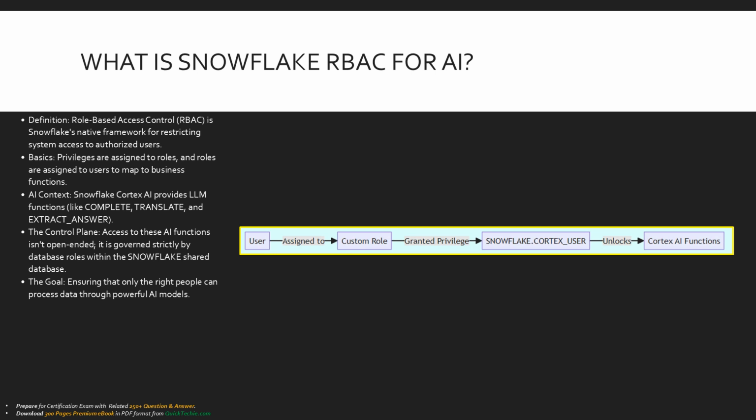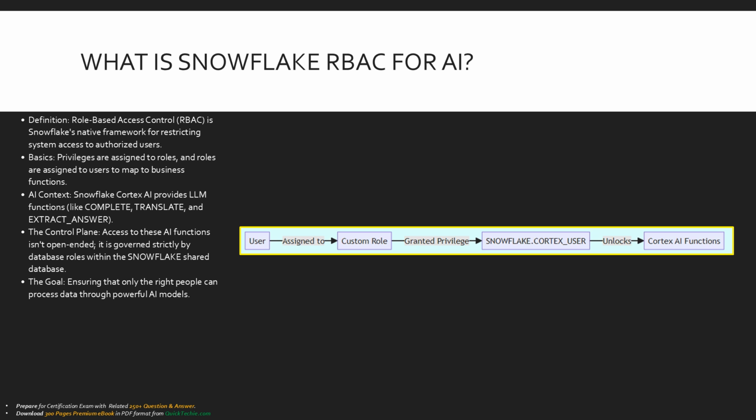Let's set the stage. What exactly is role-based access control in the context of Snowflake AI? In Snowflake, security is built into the DNA of the platform. You never grant permissions directly to a user. Instead, you grant privileges to roles and then assign those roles to your users. When we talk about AI, specifically Snowflake Cortex AI functions like complete, extract answer, or translate, we are dealing with powerful capabilities that process data through large language models.